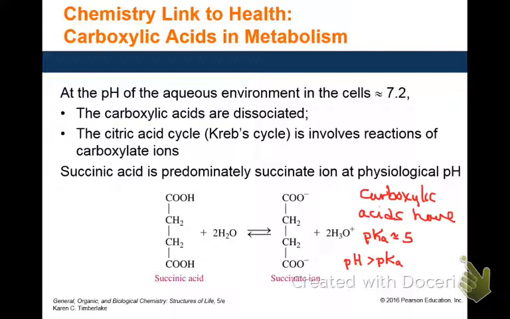So since your physiological pH is around 7.2 intracellularly, that's within the cell, 7.4 extracellular, but anyways, let's call it 7.2. It's going to be greater than 5. That means it's almost always deprotonated.